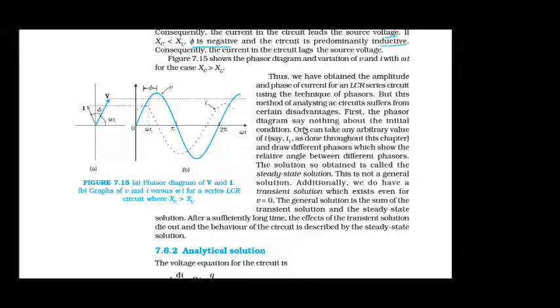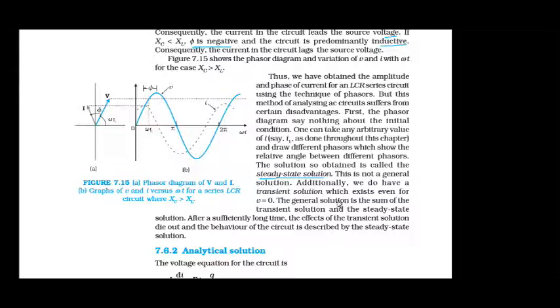First, the phasor diagram says nothing about the initial condition. One can take any arbitrary value of t, say t1, as done throughout this chapter, and draw the different phasors which show the relative angle between different phasors. The solution so obtained is called the steady state solution. This is not a general solution.